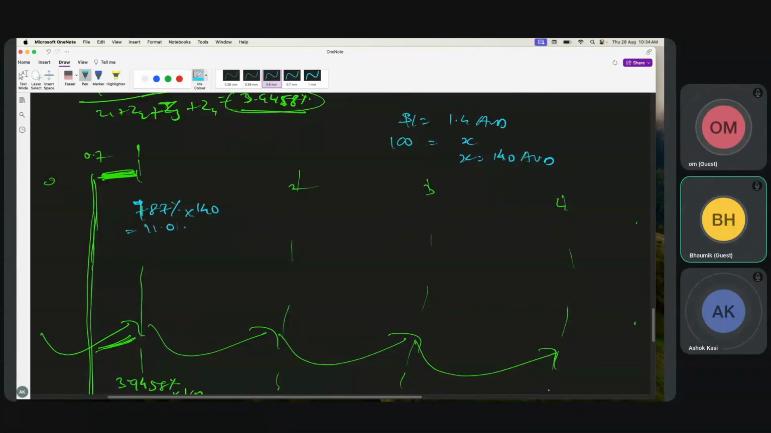$11.01, 11.01, 11.01, 11.01, and then 140. Yeah, so this is what we are receiving.